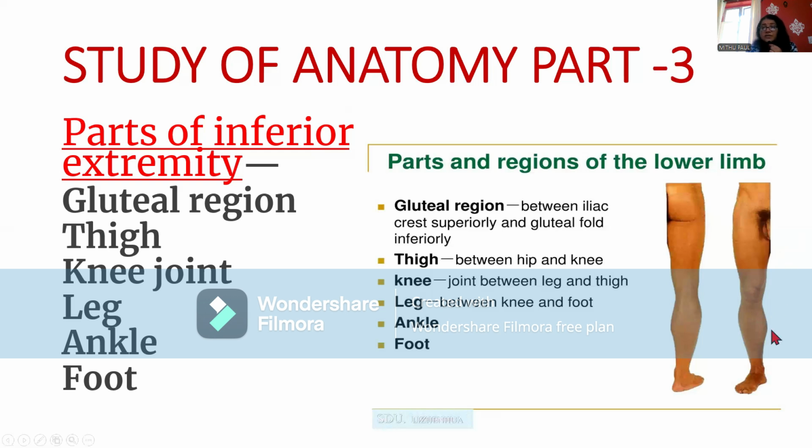So when we say of any structure lying in the leg, you have to know that structure is lying anywhere between the knee and the ankle in the inferior extremity. Understood? And there we do have another joint here, that is the ankle joint. And after it, that is the foot. So these are the parts of the inferior extremity.